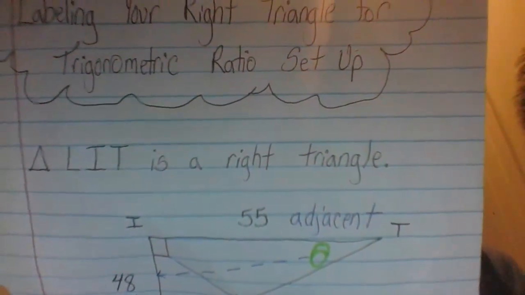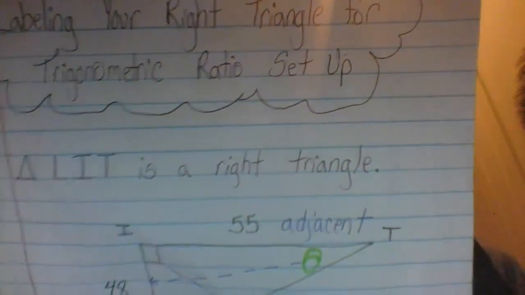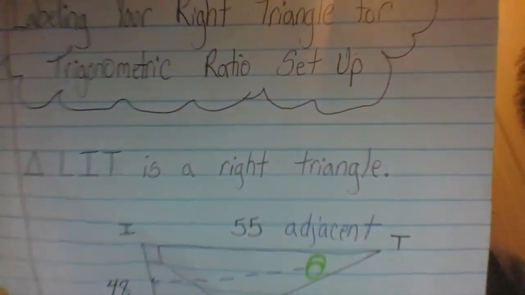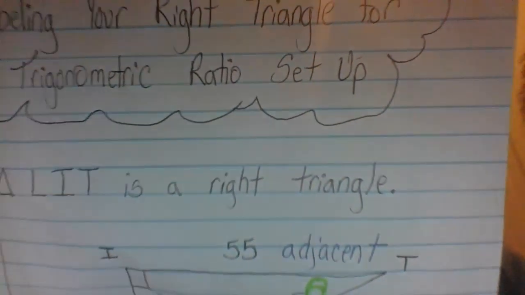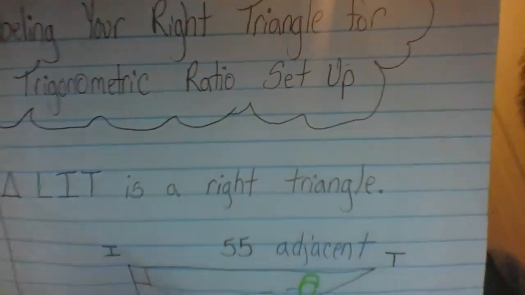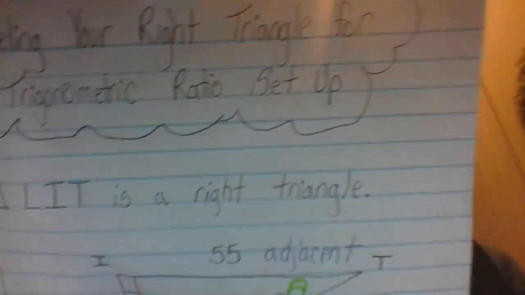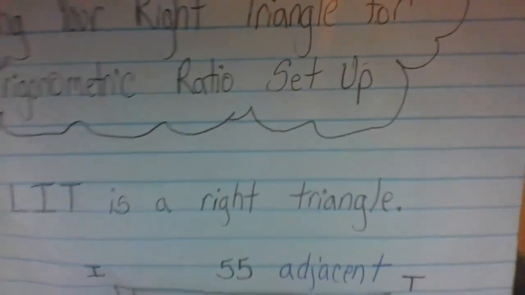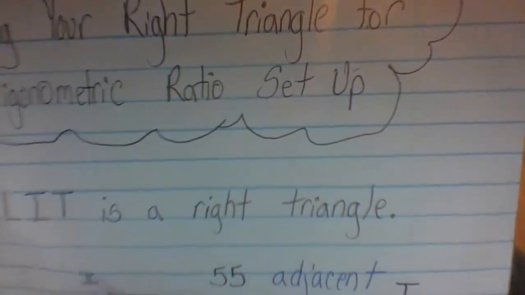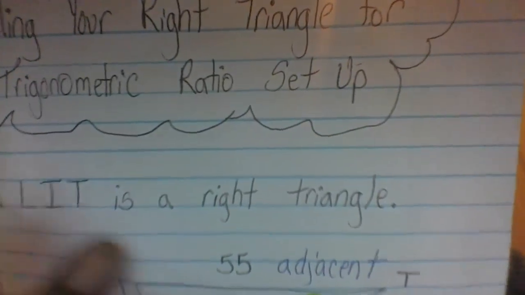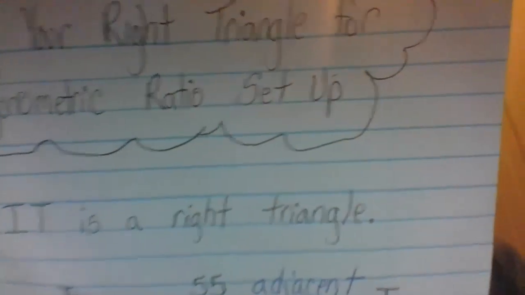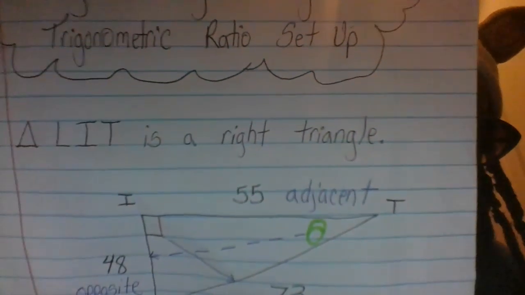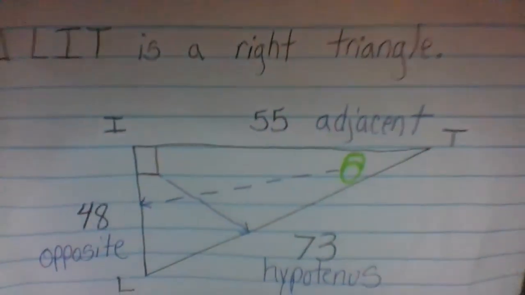Last but not least is the adjacent side. That's the last thing that you can identify. You've already identified the hypotenuse and the opposite side, so you can just put the adjacent right there. I like to think of adjacent as being really, really close to theta. It's the side that is sharing theta. IT would be the adjacent side to theta, and its measurement is 55.